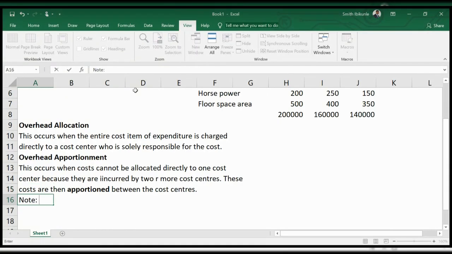Note, apportionment means to share on a fair basis. Apportionment means to share on a fair basis. That's why you are given different bases of apportionment. You use the best to apportion.